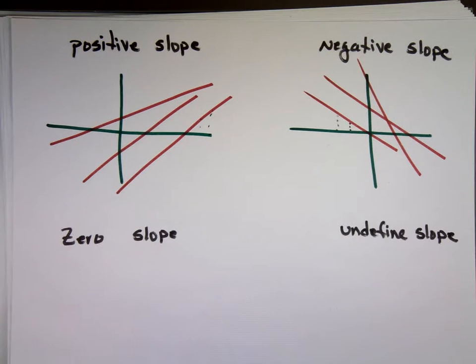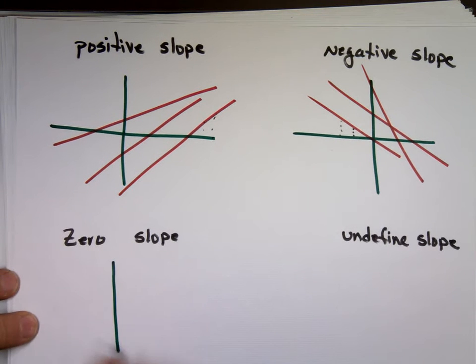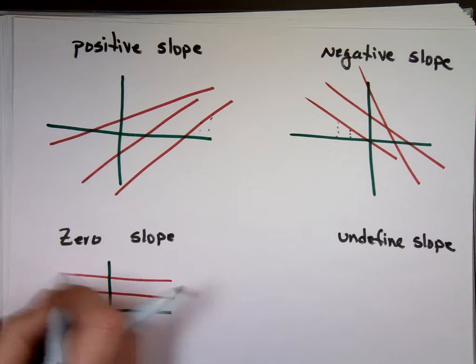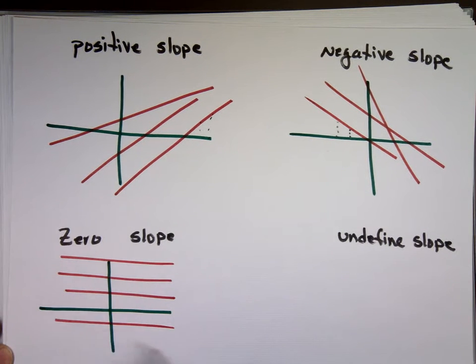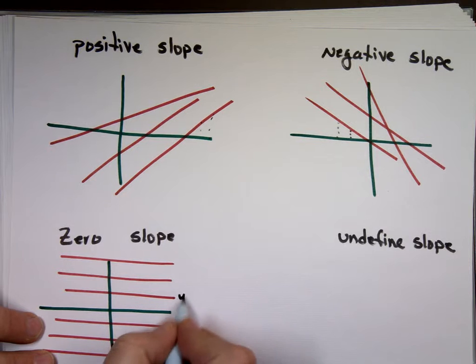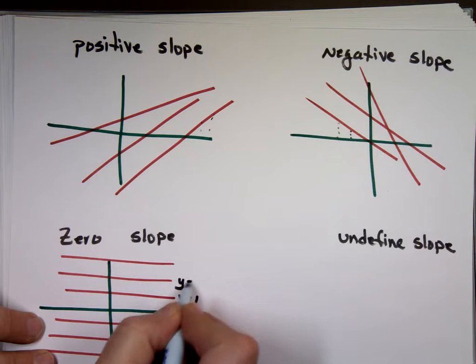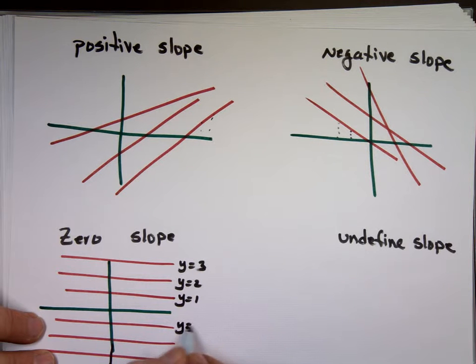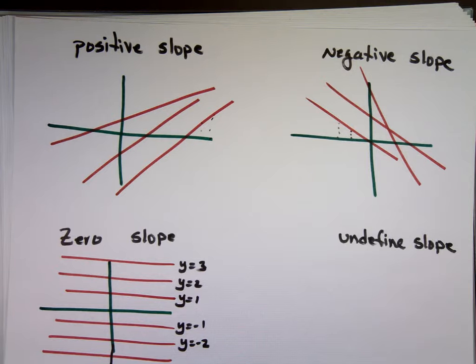What's a zero slope? There's no change in the height. All of these have zero slope. So horizontal lines always have zero slope. This is y equals 1, y equals 2, y equals 3, y equals negative 1, y equals negative 2. All of these have a zero slope.